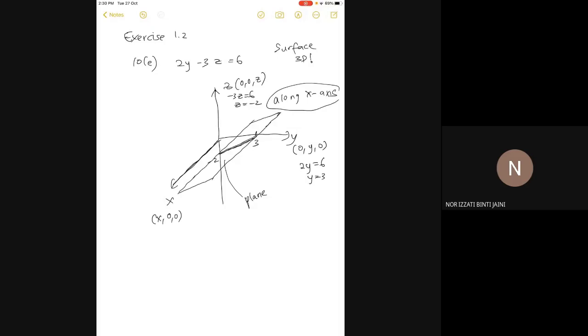Cuma the value is different. Sepatutnya 3 negatif 2 bukan 2 negatif 3. 3 negatif 2. Okay, untuk exercise 1.2 ni ada soalan tak? Spesifik soalan. Yang saya nak terangkan itu saja saya rasa. Sebab yang lain tu mungkin awak tak dapat jawab. 10G. Okay, 10G ni lagi senang.